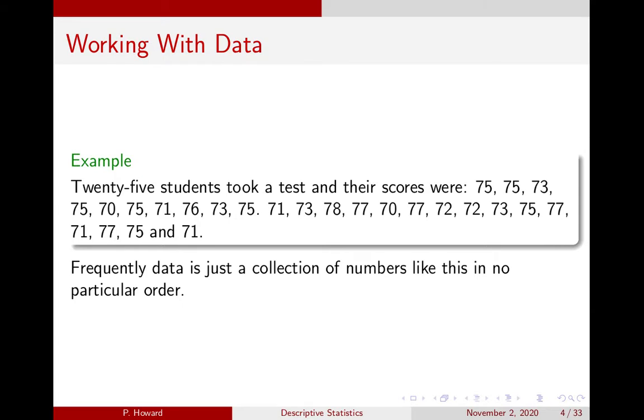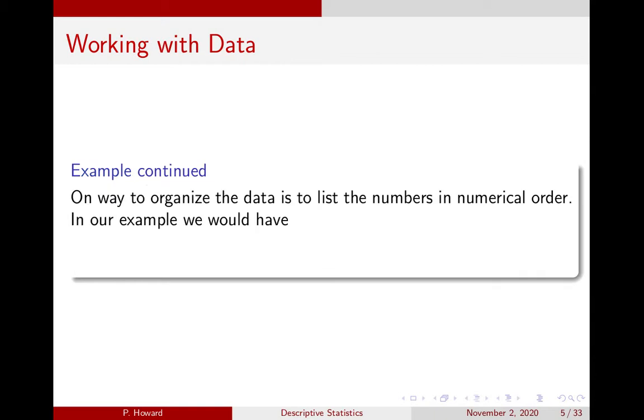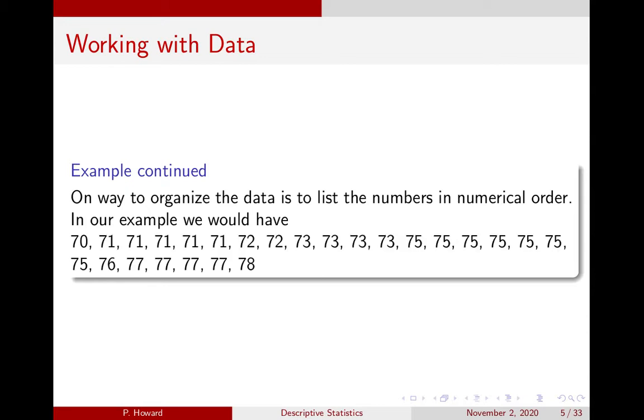So frequently when you have data that's been collected, it will just be a collection of numbers like this in no particular order. One thing we might do is to put the numbers in order, in numerical order. This would be one possibility for organizing the data. Here are the numbers in numerical order, which you can check. 77 followed by 5 71s, a couple of 72s, and so on. This would be one possibility.